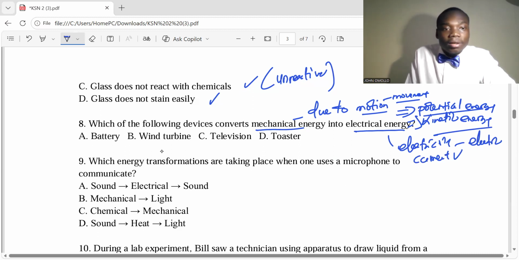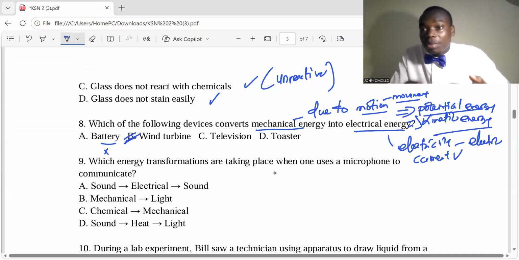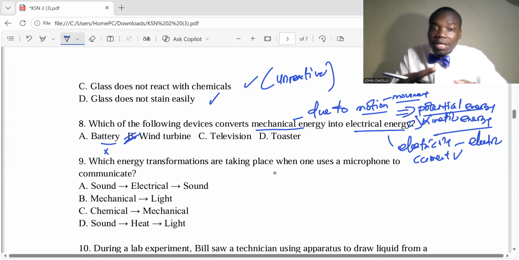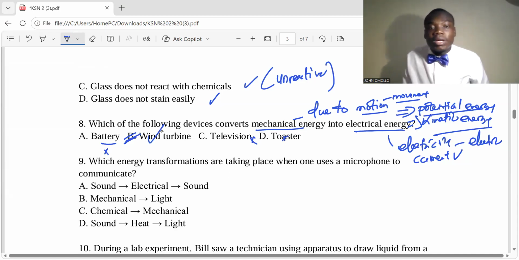So let's see. When you talk about a battery, the energy is not in motion. Wind turbine, that is true. Remember, the turbine is able to spin. So spinning is what we call mechanical energy, movement, motion. As it spins, you're getting that. Television, no. Toaster, no. So our answer is choice B, wind turbine.